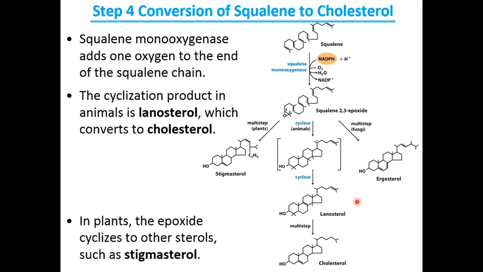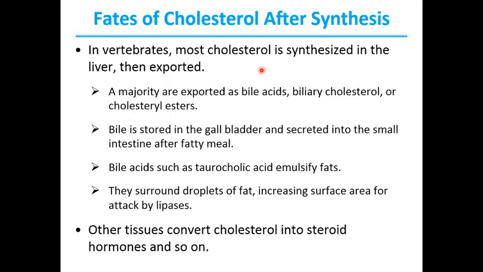Cholesterol has several fates. Most of the cholesterol synthesis in vertebrates takes place in the liver. A small fraction of the cholesterol made in the liver is incorporated into the hepatocyte membranes. But a majority of the cholesterol synthesized is exported as bile acids, biliary cholesterol, or cholesterol esters.